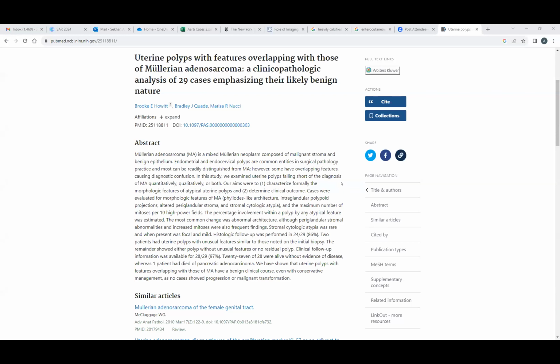And I found a paper. I'm just going to try to summarize it quickly. Hold on one second. Okay, I did find a paper about polyps overlapping with Mullerian adenosarcoma. It's interesting because you hear the term adenosarcoma and think it's going to be really aggressive. It has sarcoma in it, but it's a mixed Mullerian neoplasm with malignant stroma and benign epithelium. Apparently there are some overlapping features with polyps, and overall it has more of a benign course. Great. So yeah, cool.